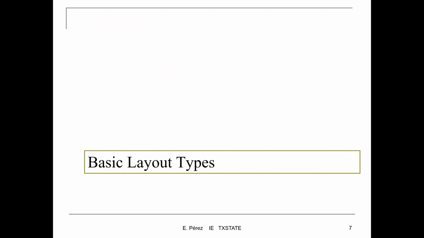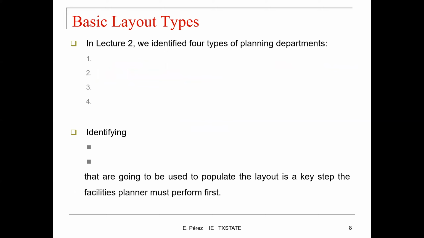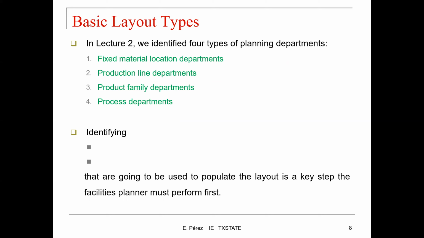So, basic layout types. In lecture 2, we identified 4 types of planning departments: the fixed material location departments, the production line departments, the product family departments, and the process departments. Identifying the right number and types of departments that are going to be used to populate the layout is a key step that the facilities planner must perform first.